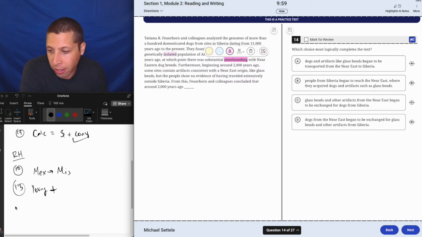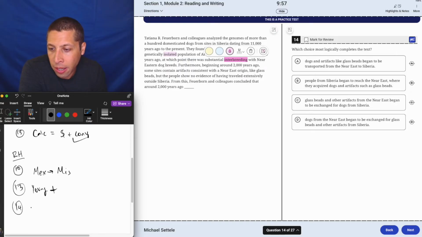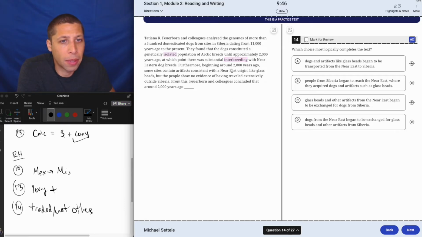This is more about trading. There are a lot of trading things, right? So they traded or met the other people, right? Or maybe they came to them. I don't know. Something happened. Dogs and artifacts like glass beads began to be transported from the Near East to Siberia, right? Is that the right direction, right? Because Near East, well, let's just leave it in for now. Let's worry about other things.